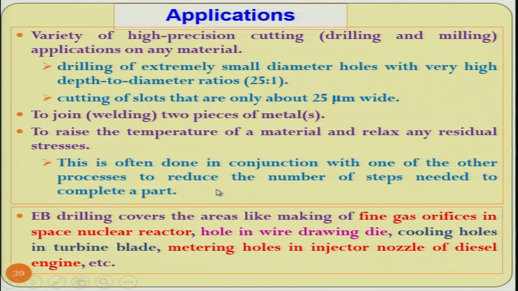So, electron beam drilling covers areas like making fine gas orifices in space nuclear reactors, holes in wire drawing dies, cooling holes in turbine blades, metering holes in injector nozzles of diesel engines, etc. Let me tell you that wire drawing dies are very hard material, and it is really difficult to drill very fine holes in them by other processes, but this process, as we have seen, can drill very fine holes very efficiently in very hard material. So, we will see some of the applications of this particular process.